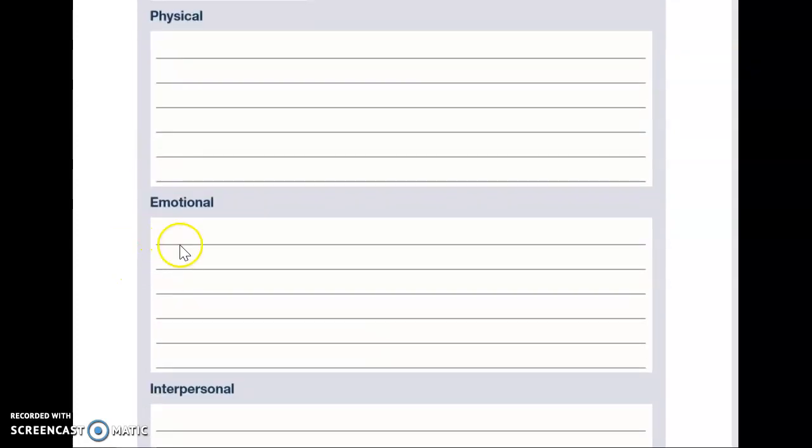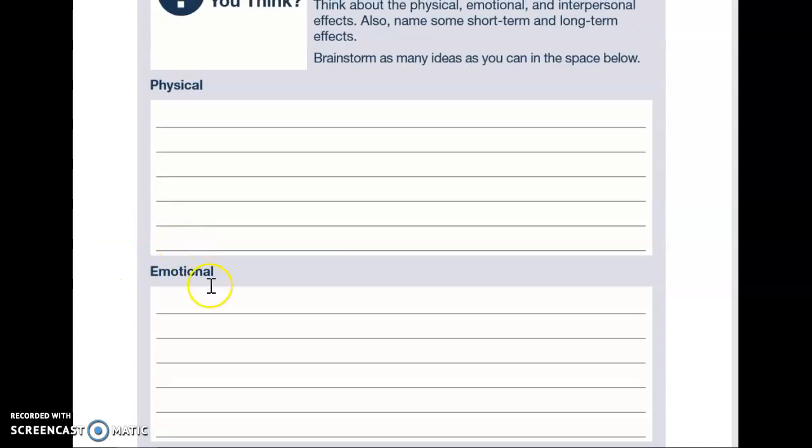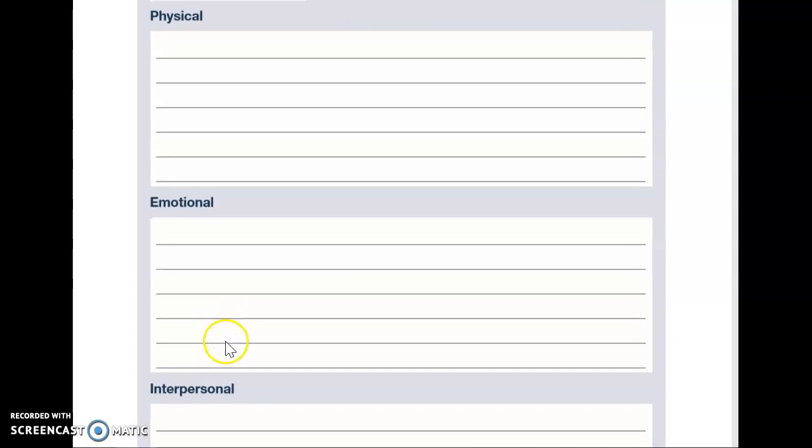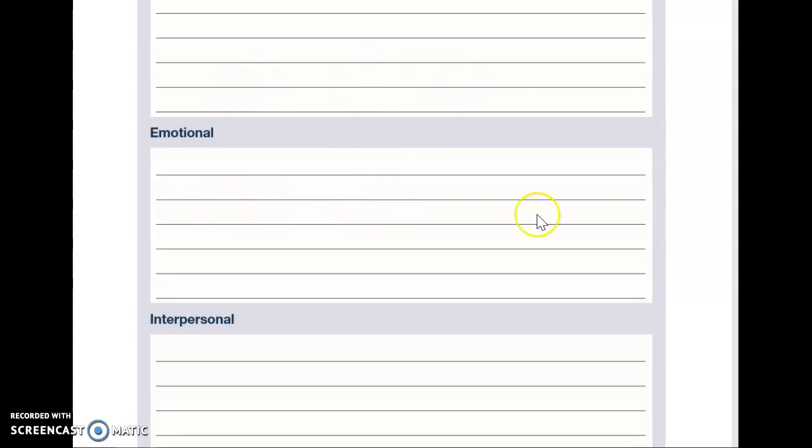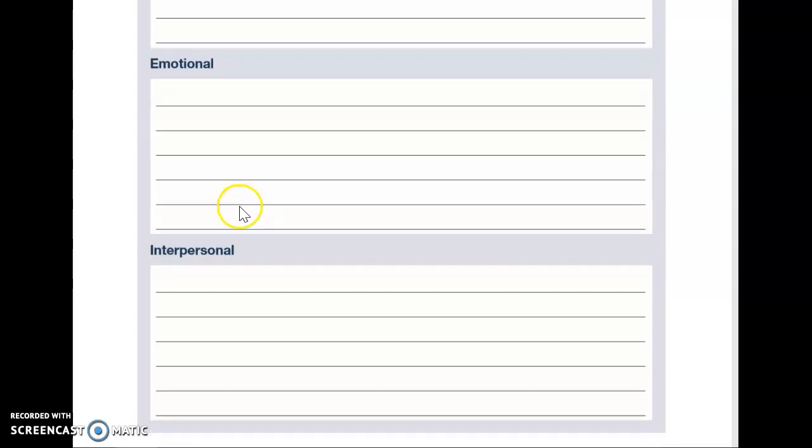Same goes here for emotional. Okay, how do you think drugs and alcohol affect people emotionally? You know, does it make people happy, sad? Does it make them aggressive, angry? And what are the short-term and long-term effects that can come from that? I want you to really dig deep in terms of your own personal experience with this. Have you seen this in your own life? Because I certainly know I have, and I could fill this out every single line from my own personal experience.